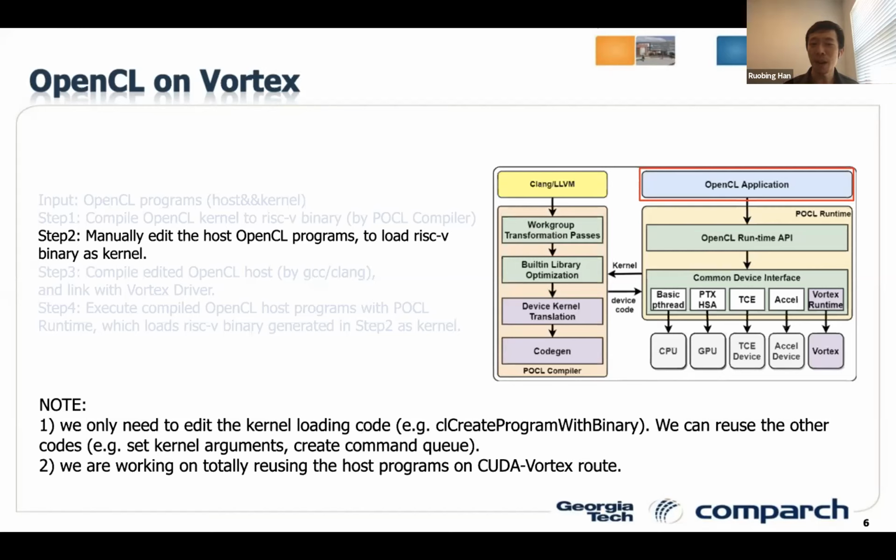For the rest of the part, we can just reuse it, like setting kernel arguments and creating command queues. However, although it is not really a heavy workload, we are still working to remove any human involvement in the whole process. So we are working on totally reusing the host programs as well on the CUDA Vortex route. This is the OpenCL Vortex route, but as we know, CUDA is, in most cases, the most appropriate choice for high-level programs. So we put the CUDA Vortex route in the first priority.